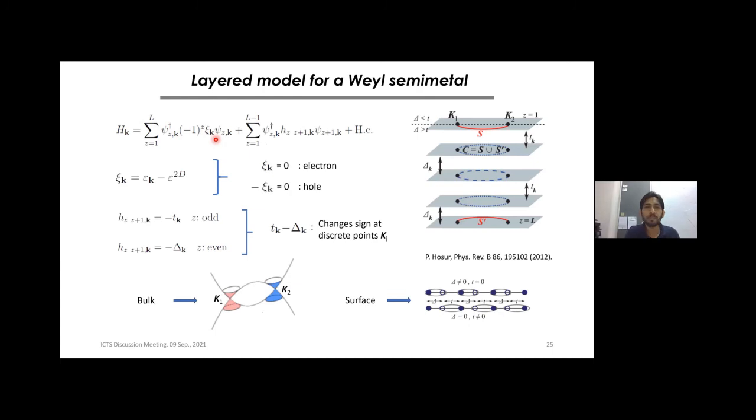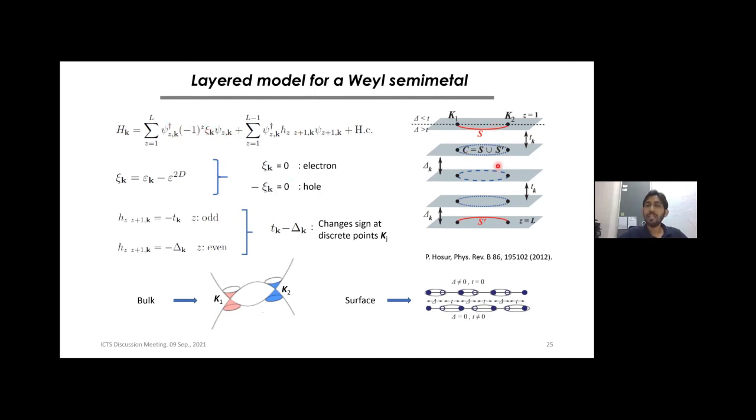Now, to circumvent this problem, what we're going to do is the following. We're going to use a layered model of a Weyl semimetal. The model is as follows. We stack up alternate layers of electron and hole. Okay, so ξ_k here is just some dispersion and some number here. So this equal to 0 gives me a Fermi surface of electron, and minus of this gives me a hole. And I'm just coupling them one after another.